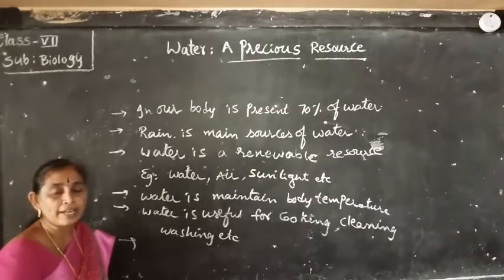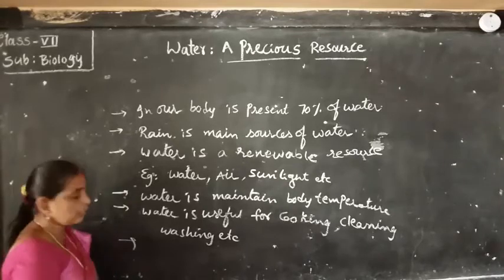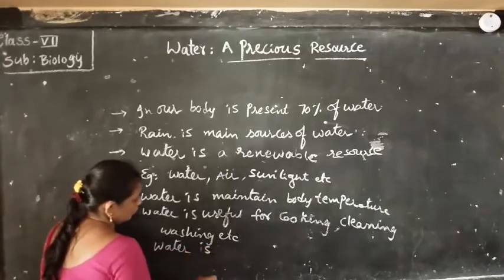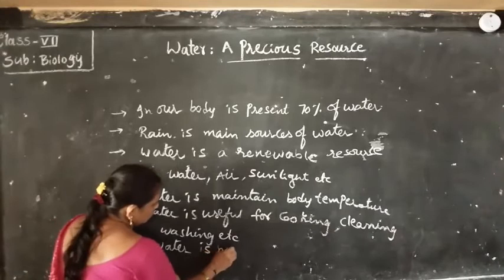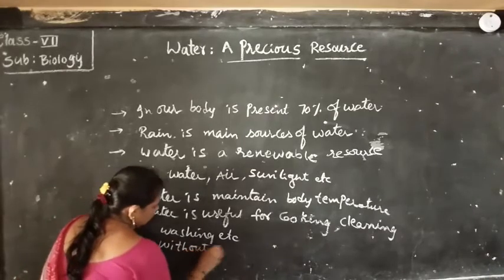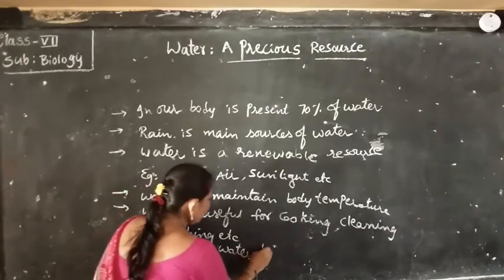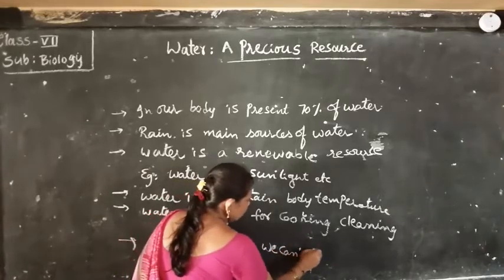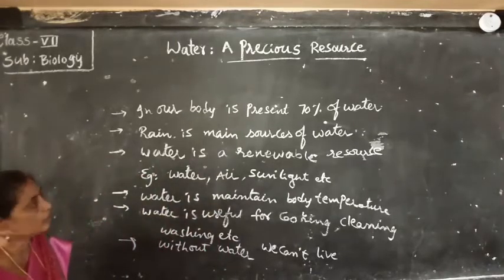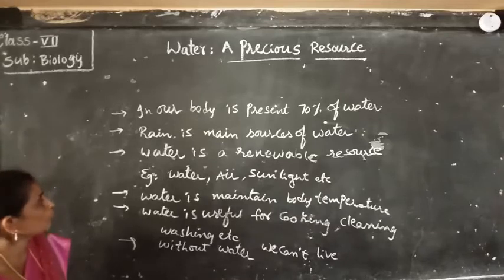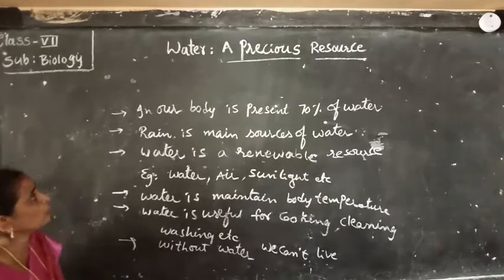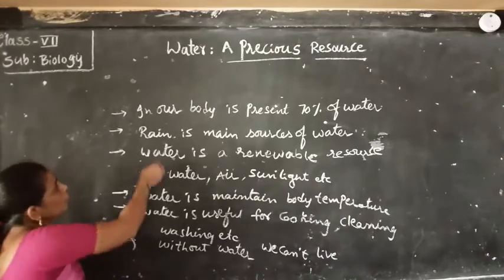Then water is important to plants also. Without water, plants cannot live. Without water, we can't live. It is about the uses of water. In our body, 70% is water.